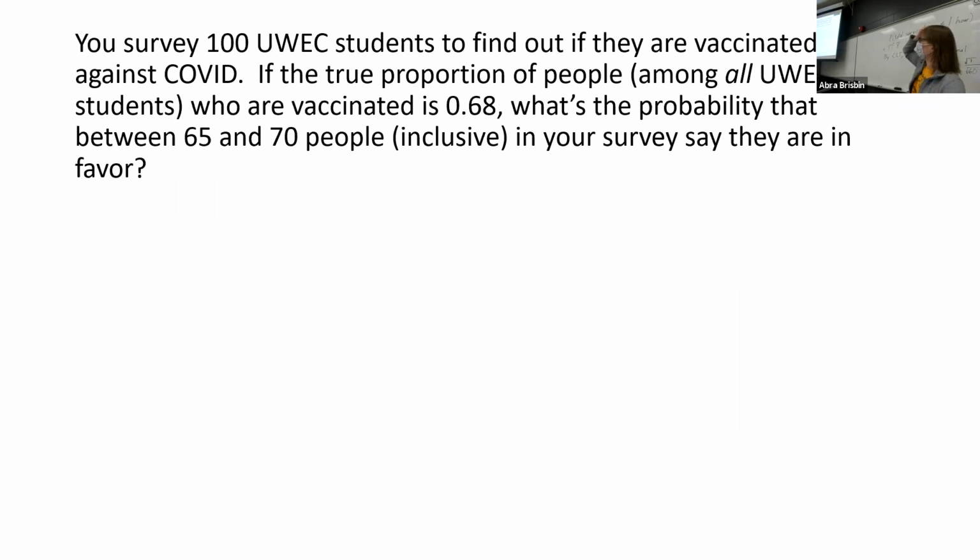So for example, suppose you survey 100 UWEC students to find out if they're vaccinated against COVID. If the true proportion among all UWEC students, so the whole population, who are vaccinated is 0.68, that is the latest value that I've seen for the proportion of people who have uploaded their vaccination information to the university. What's the probability that between 65 and 70 people in your survey say they're vaccinated? And we'll do this calculation inclusive, meaning including 65 and including 70.